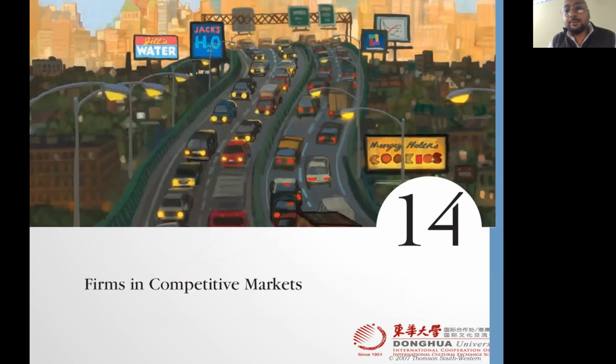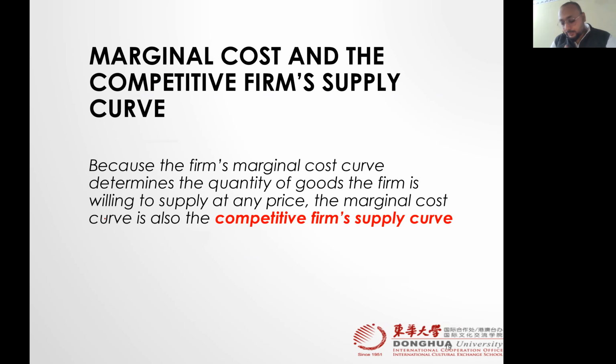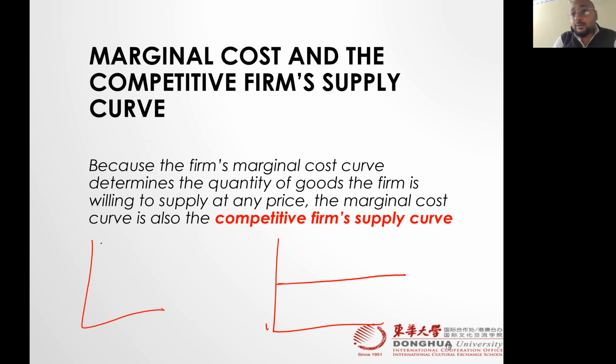Let's move further. We also talked about the demand and supply curves. Here the price line is horizontal. That's strange, because we talked about demand being downward sloping. But here the demand curve is horizontal. Why? Because nobody influences the price.